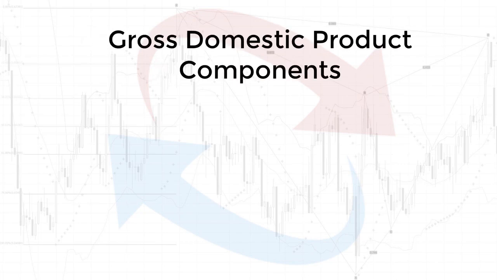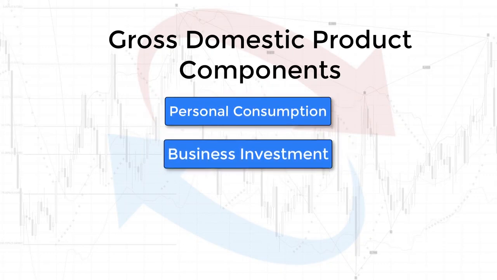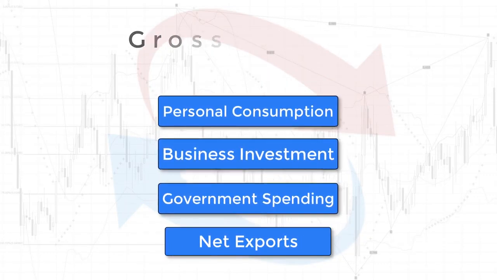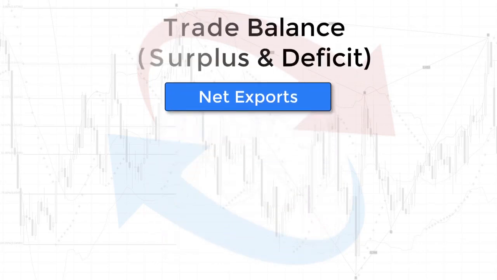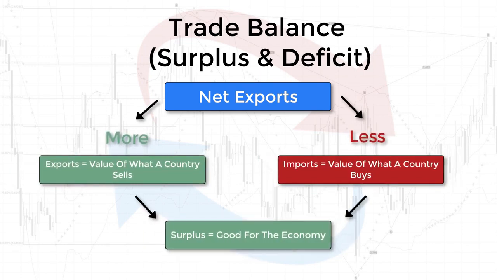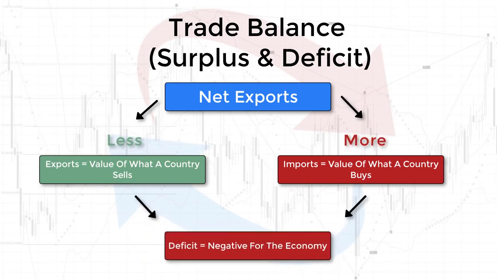The components of gross domestic product are personal consumption, business investment, government spending, and net exports. If a country is receiving more in revenue from exporting than importing, this would be viewed as good for the economy and the government, as the country's balance sheet would show a surplus. If the value of a country's imports are more than its exports, this is viewed as negative for the economy and the government, as the country's balance sheet would show a deficit.